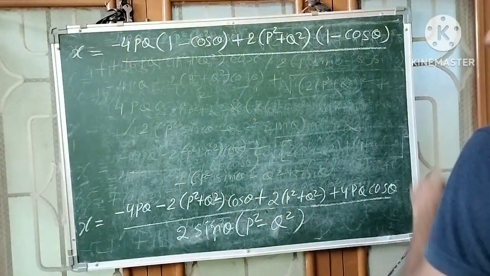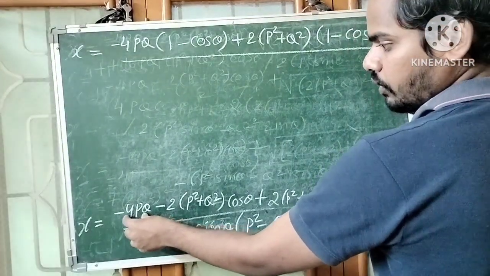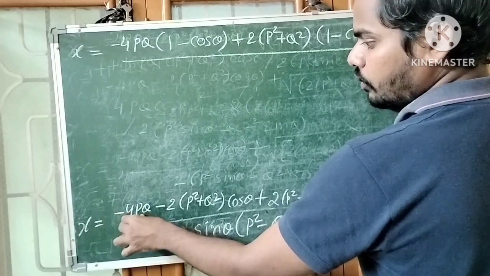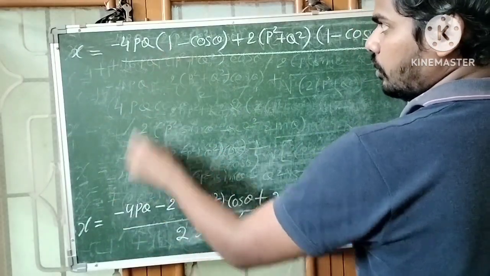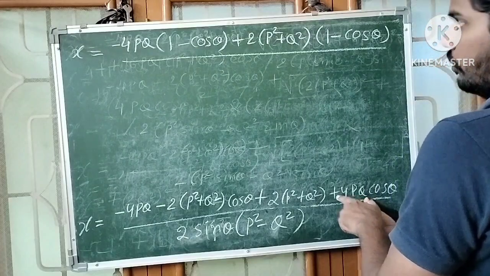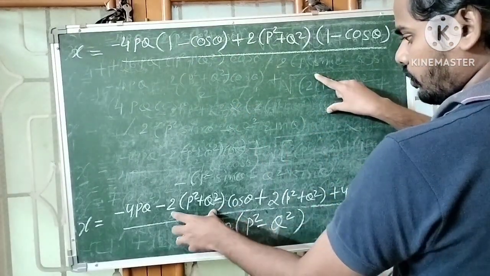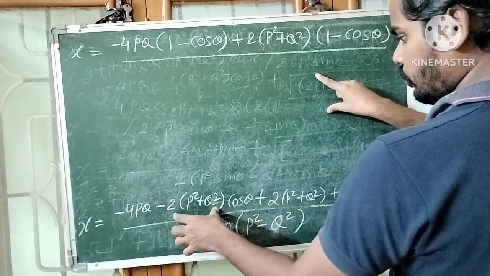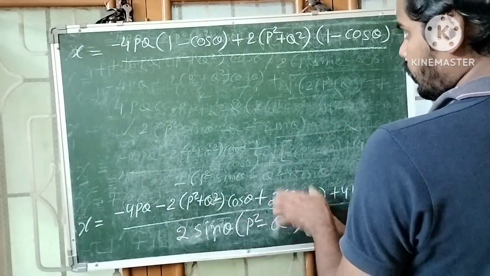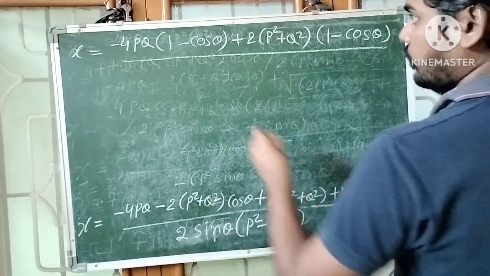Right? See, here 4pq, 4pq common factor. Now I am taking minus 4pq common. Negative term becomes positive, so anything not there means plus 1. Here the positive term becomes negative, minus cos theta. Here 2 into p square plus q square common, and remaining in here 1, and here minus cos theta.